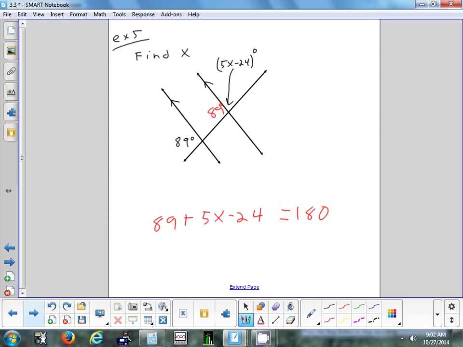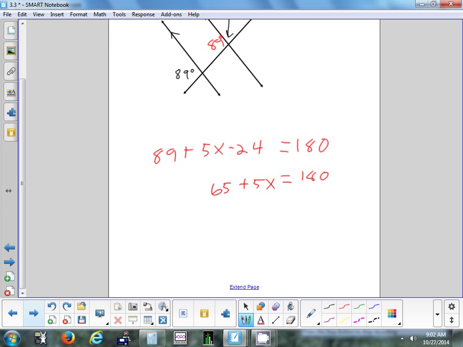Even before we start moving stuff from side to side, we should simplify everything that's on one side first, if we can. Are there any like terms you can combine on the one side? 89 and 24. Yeah, what do you get when you do 89 minus 24? 65, yep. So 89 minus 24 is 65 plus 5x.